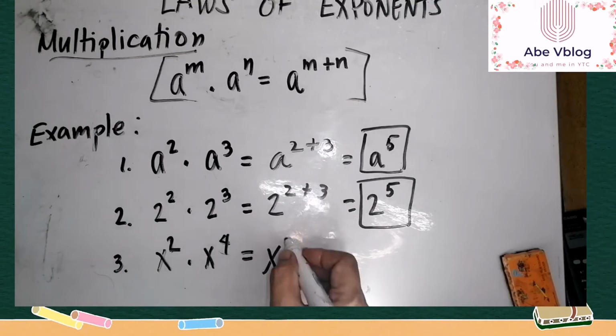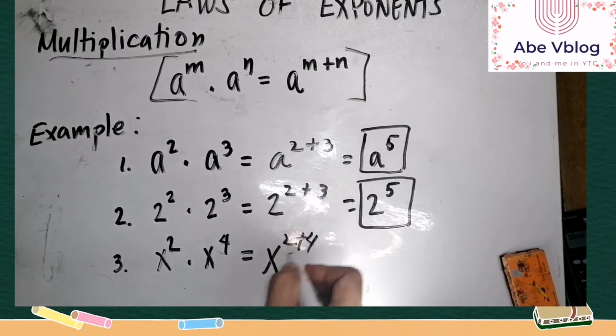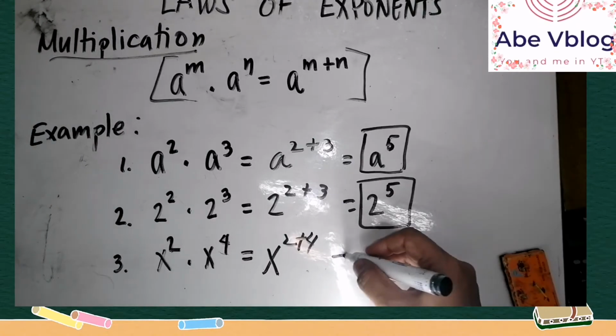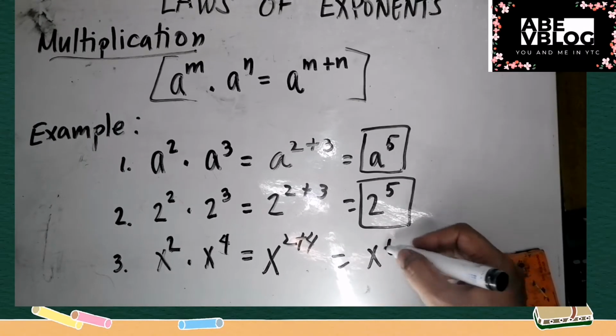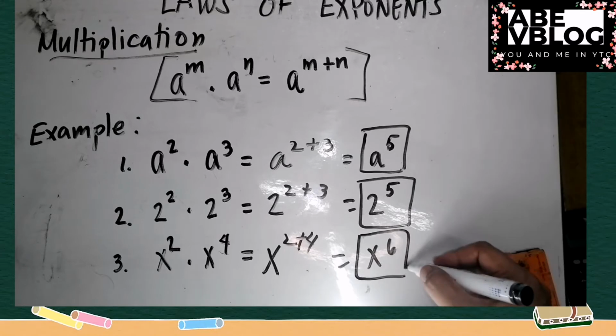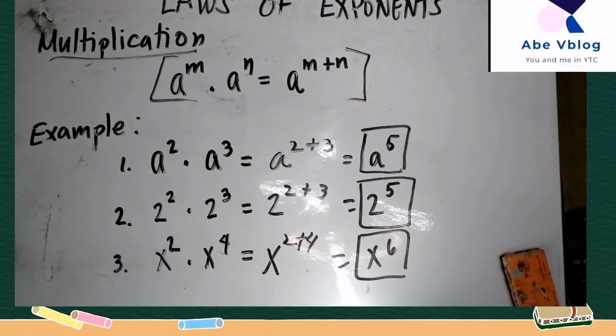Then we have x squared times x to the fourth. So we have x to the 2 plus 4. So that's x to the 6th power. So this is for the multiplication.